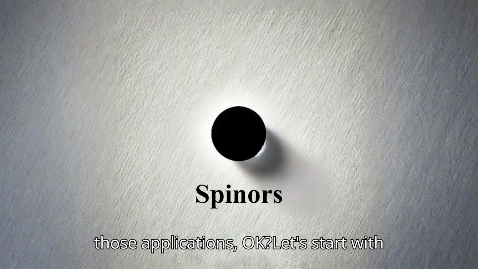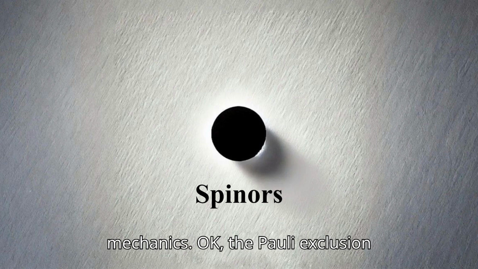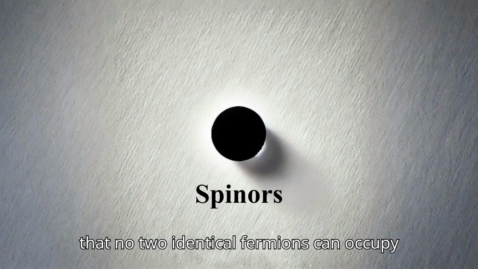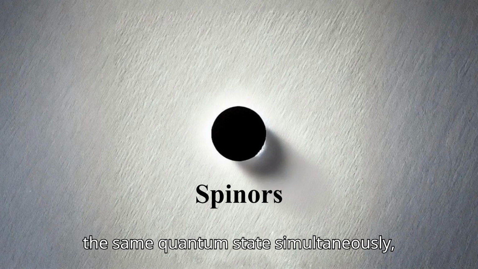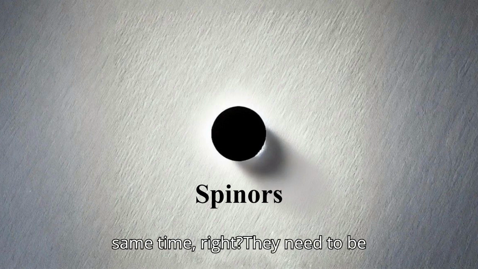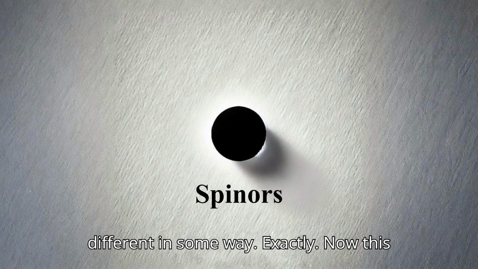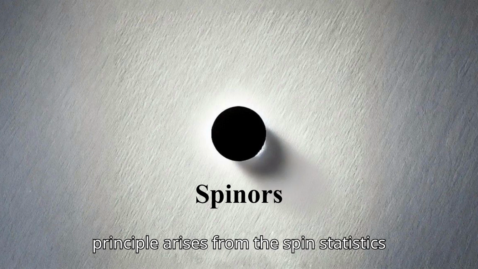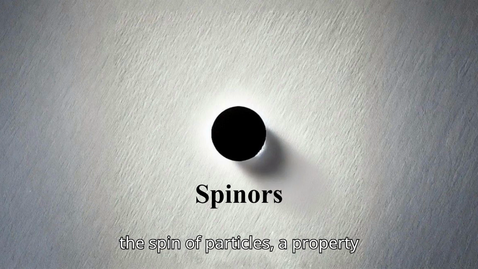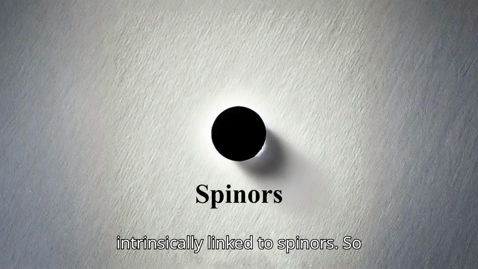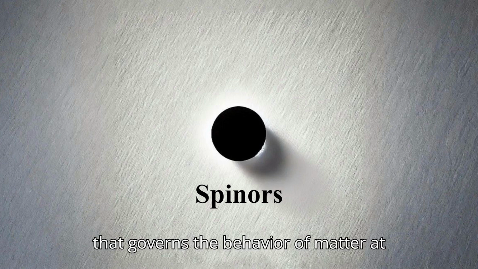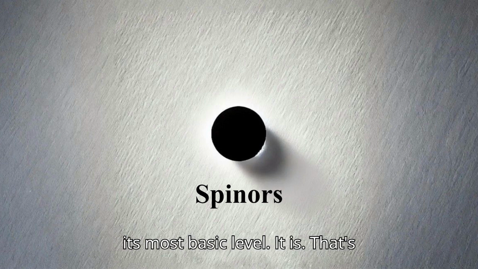Let's start with one of the cornerstones of quantum mechanics. The Pauli exclusion principle. Right. This principle states that no 2 identical fermions can occupy the same quantum state simultaneously, like electrons. So basically, 2 electrons can't be in the exact same state at the same time. Right. They need to be different in some way. Exactly. Now, this principle arises from the spin statistics theorem, which is fundamentally tied to the spin of particles, a property intrinsically linked to spinors.